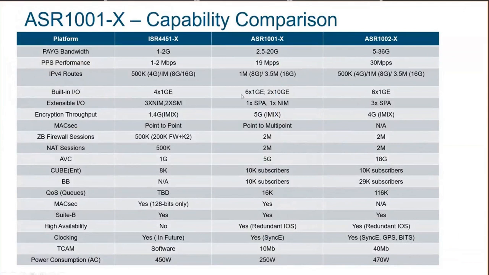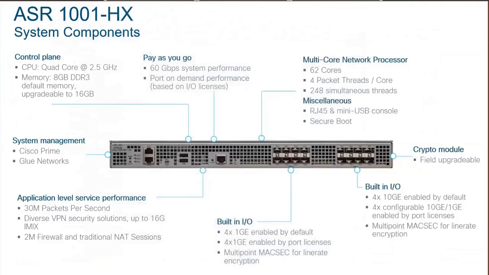It's again the capability comparison between different modules. This is the ISR 451X, 1001X, and 1002X. So this is just for the details. Similarly, we have the ASR 1001-HX as well. The difference here is the crypto module is field replaceable. So as and when you need more crypto power, you can just upgrade the crypto module. That is the difference between the X and HX modules.